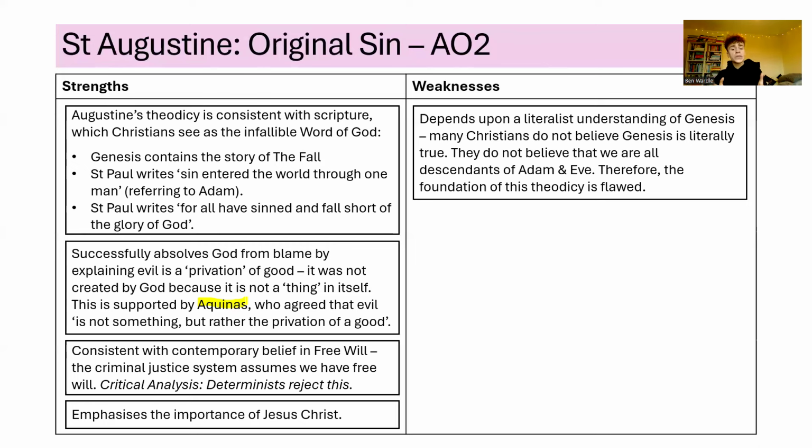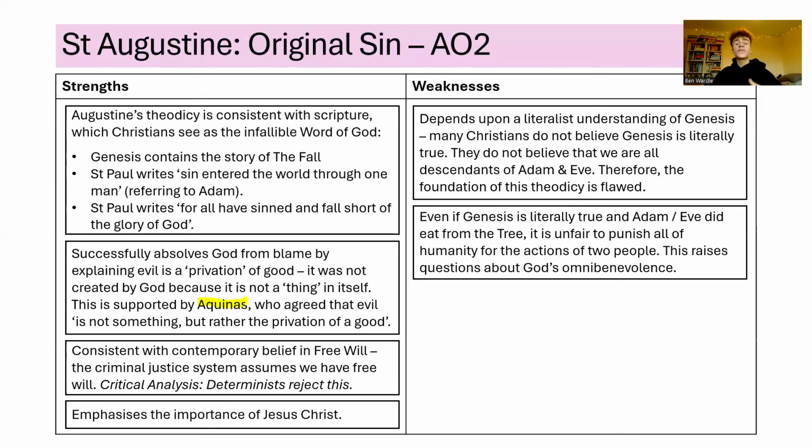So we could therefore say the foundation of this theodicy is flawed. We cannot all inherit original sin from Adam and Eve because they weren't the first two human beings. So really interesting that this argument is dependent on a literalist understanding of Genesis. And so the entire argument is flawed if you don't believe in Genesis being literally true and Adam and Eve literally being the first human beings and that we are all descendants from them.